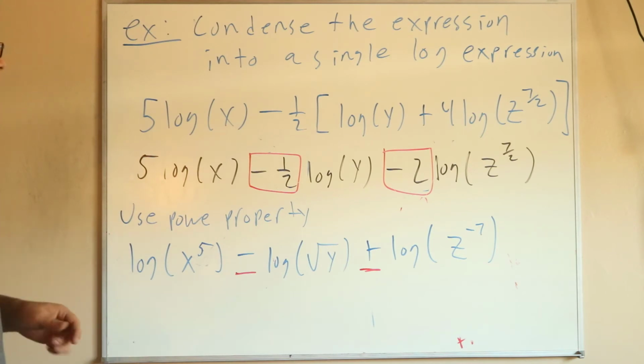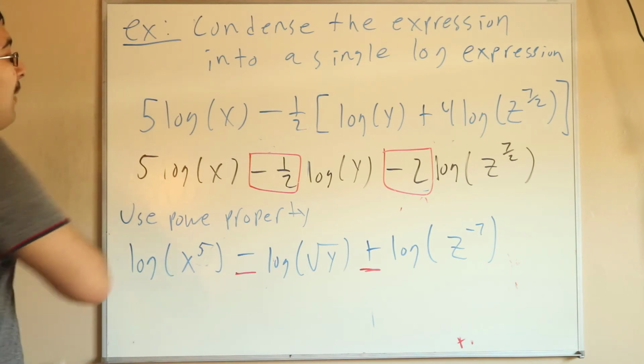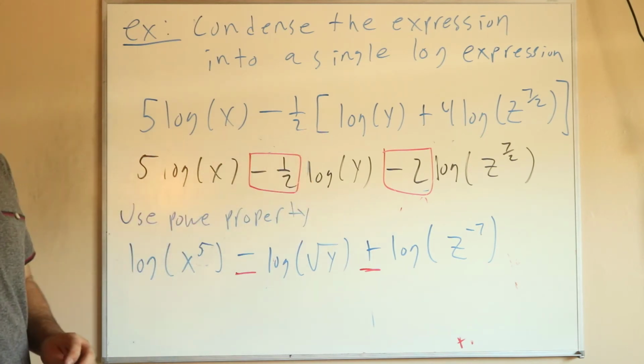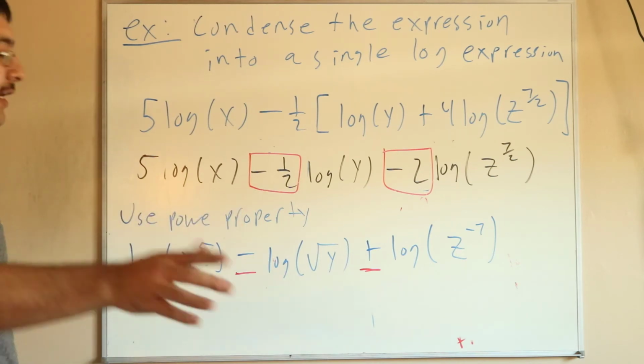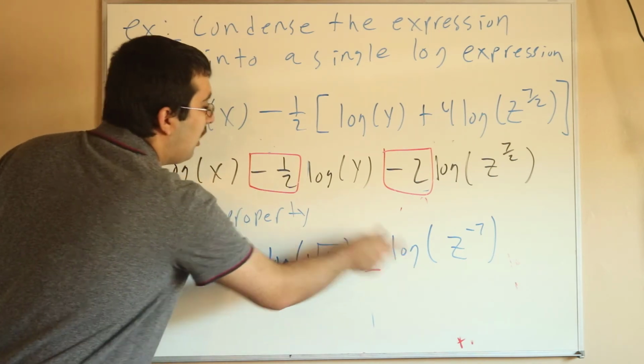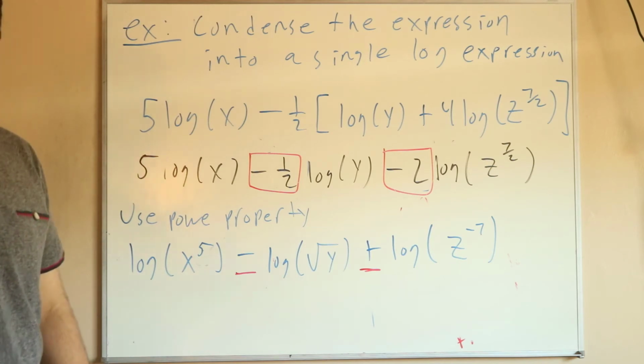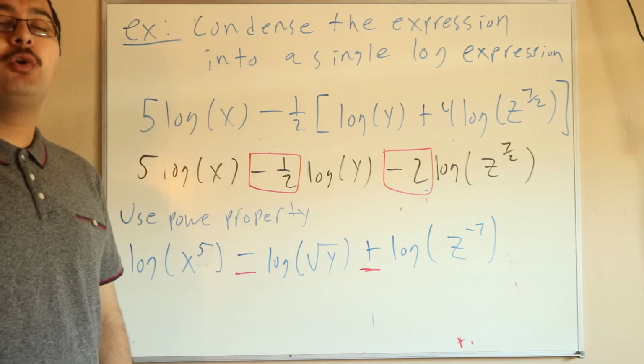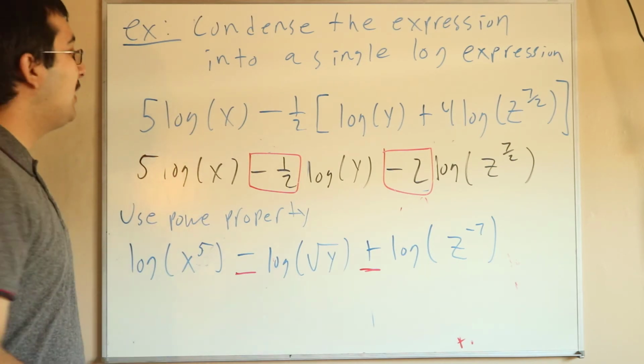So we get to here, and now we have used power property. Now all the coefficients have been taken care of, right? All the coefficients have been brought inside. Now I solely just have a bunch of logs being added and subtracted together. It is from here that I can use those product and quotient properties. So let's go ahead and do just that.